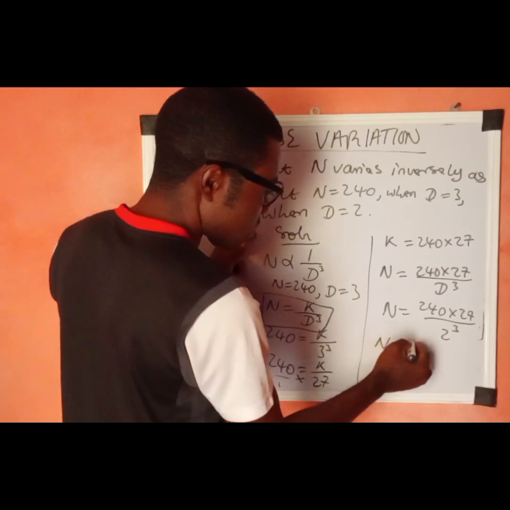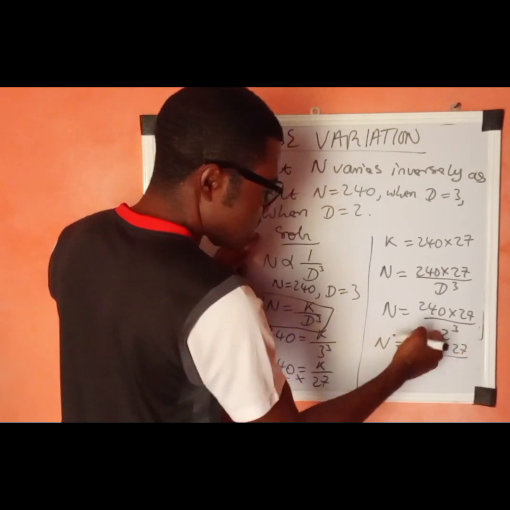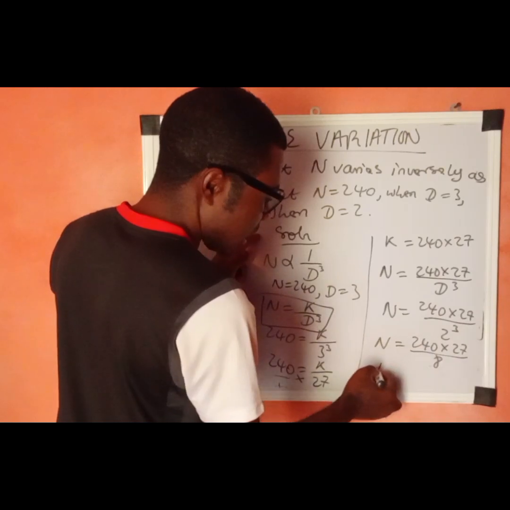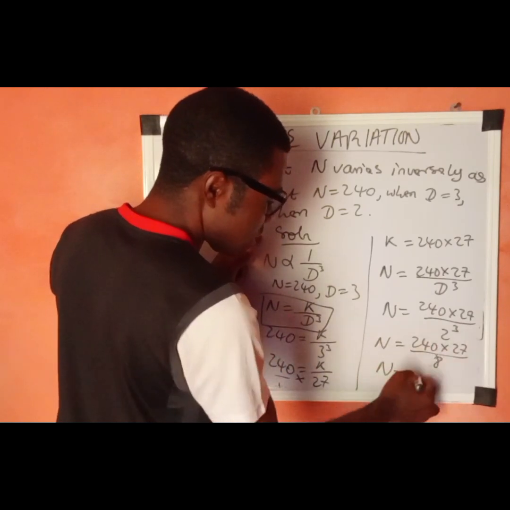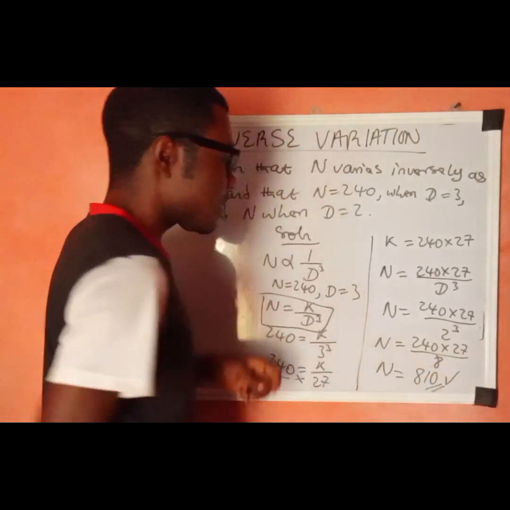So n equals 240 times 27 all over 2 raised to power 3, which is 8, and then when you compute this, you get 810 as your n, and that is the answer.